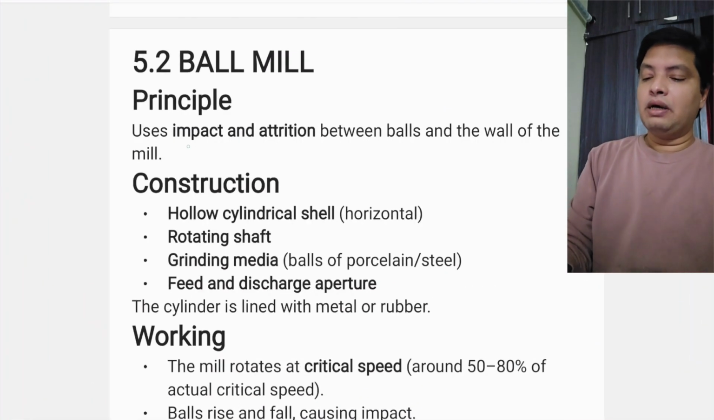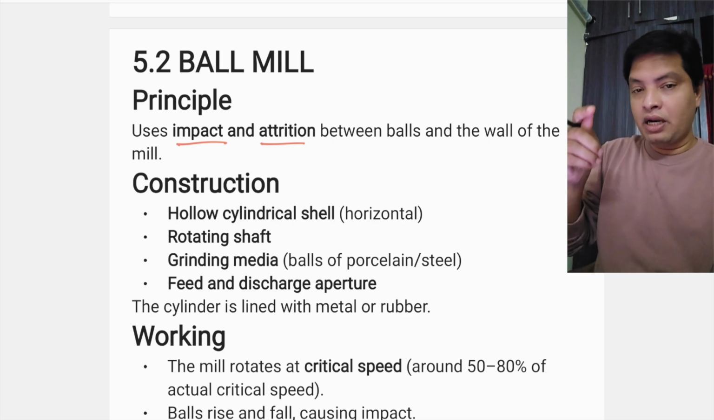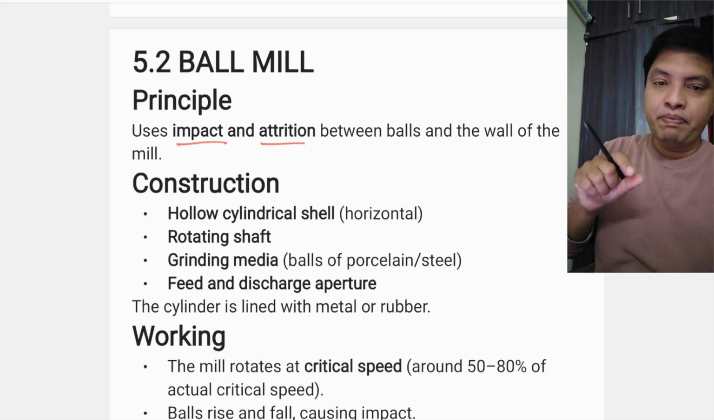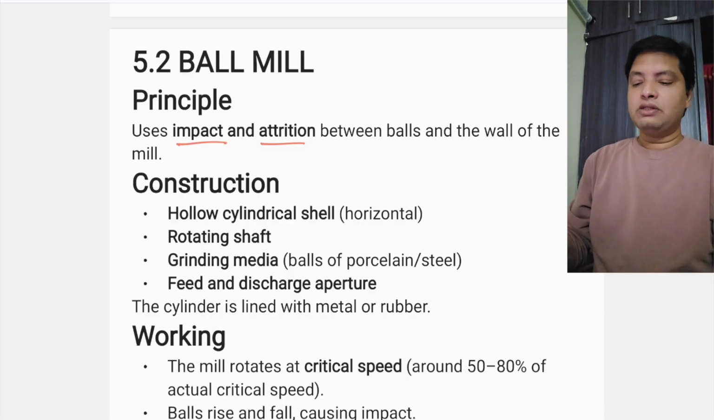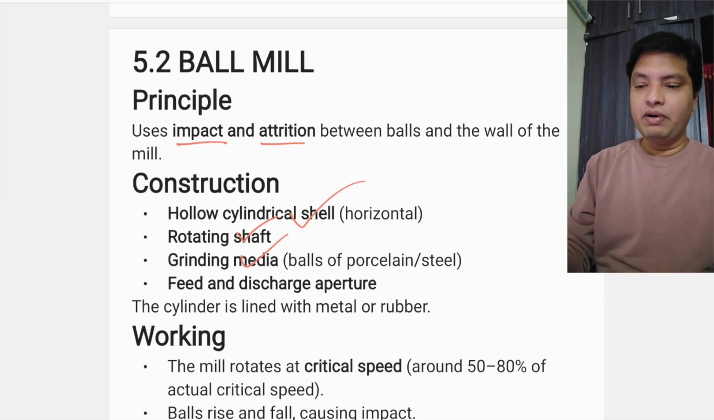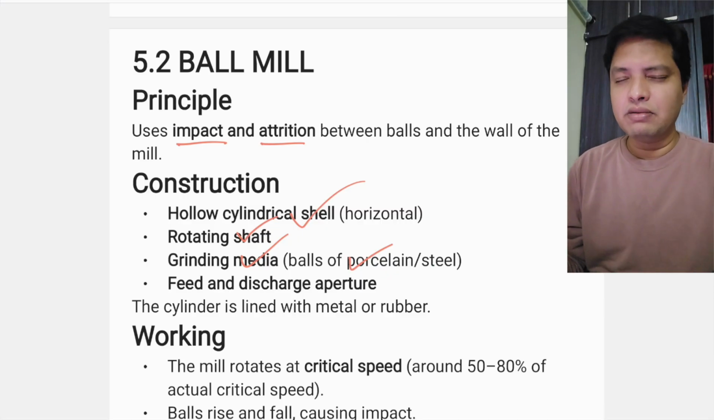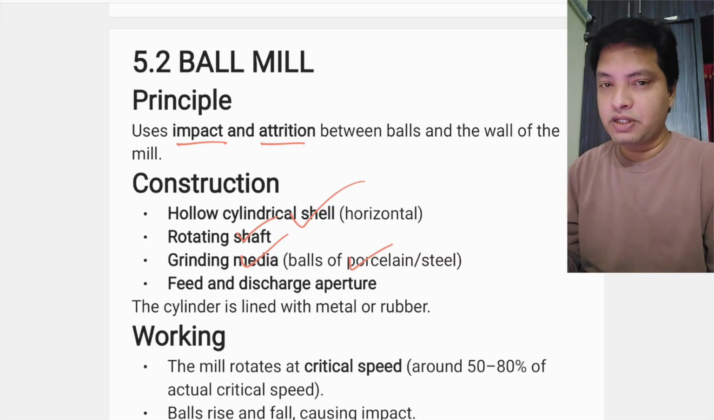So the principle is impaction and attrition. The balls you just saw are falling on each other, that is impaction, and the balls are rubbing on each other, that is attrition. Construction: obviously a cylinder will be there, as you saw. In that, a rotating shaft will be there. Grinding media will be there, that is your balls, which are made up of porcelain or steel, mainly stainless steel, because stainless steel is unreactive to all substances.